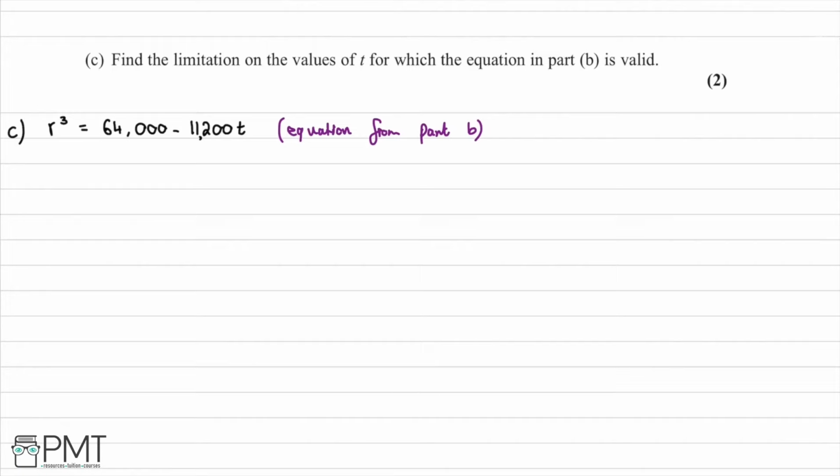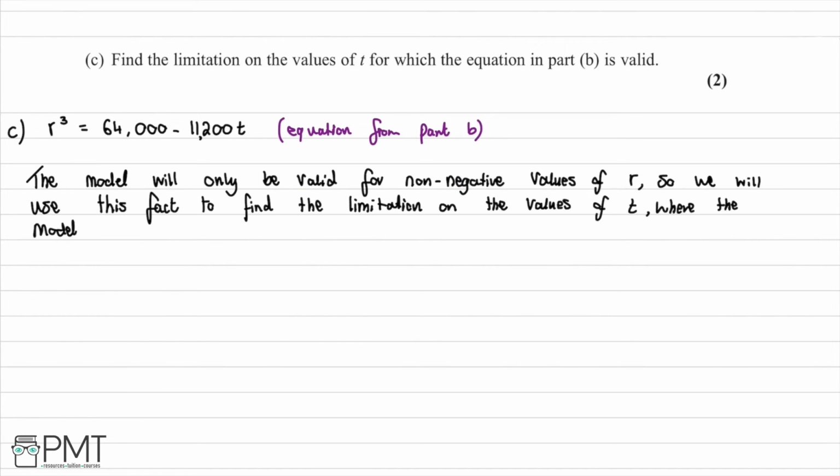So we need to have a think. We know this is a real life scenario, and we know that we can't have a negative radius. So we know that this model will only be valid for r greater than or equal to 0. So we can't have a negative radius. So this means we'll use this to find the limitations on the values of t where the model is valid. So what we've said here is that the model will only be valid for non-negative values of r. So we'll therefore use this fact to find the limitation on the values of t where the model is valid.